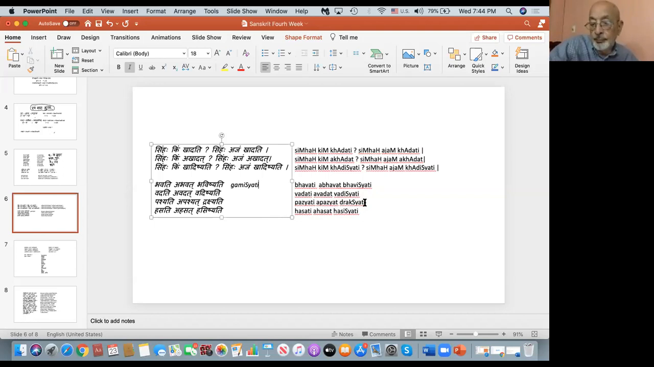You do the translation one more time from bhavati. Bhavati, abhavat. He is, or he becomes. Abhavat, he became, bhavishyati, he will be. And the next one, vadati, he says, he said, he will say. Okay. Pashyati, he sees, he saw, he will see.